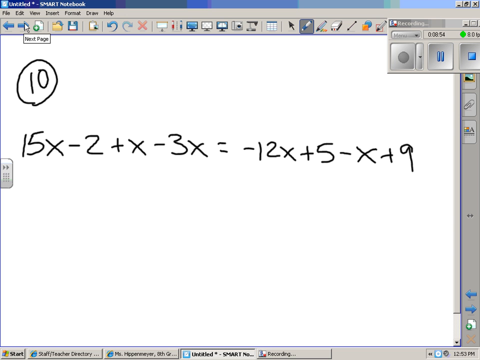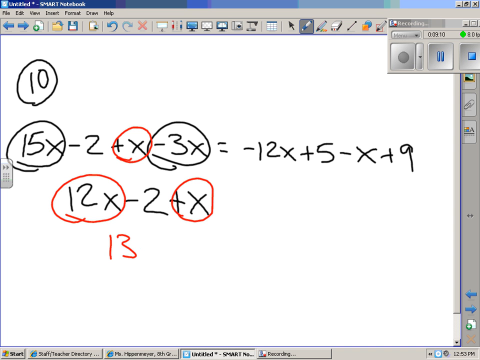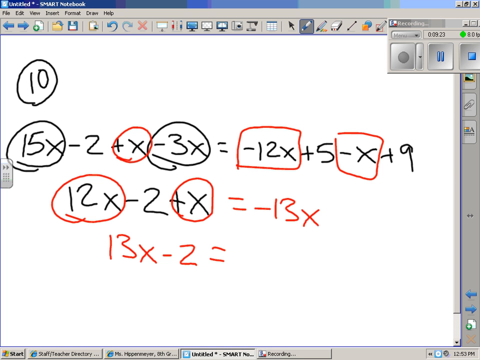And then we're going to finish up this last problem. 15x minus 3x gives us 12x. And then we also have one more x here. So I should have really combined this at the beginning. I'm just trying to hurry and made a mistake. So 12x plus x, we get 13x. On this other side, we combine negative 12x and negative x gives us negative 13x. 9 plus 5, we get 14.